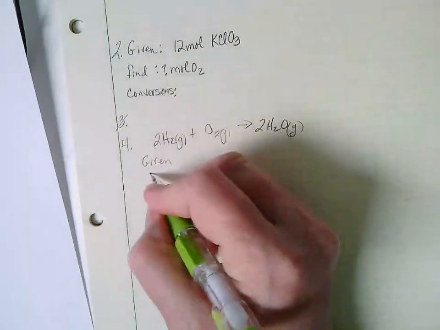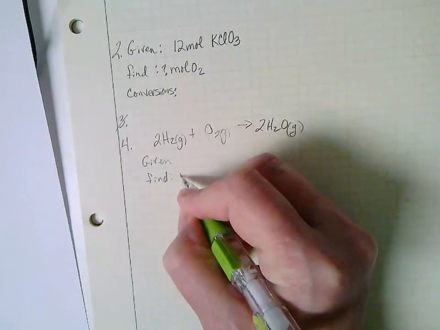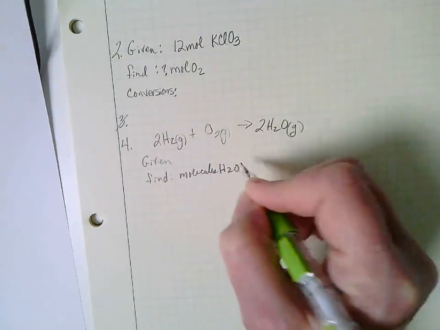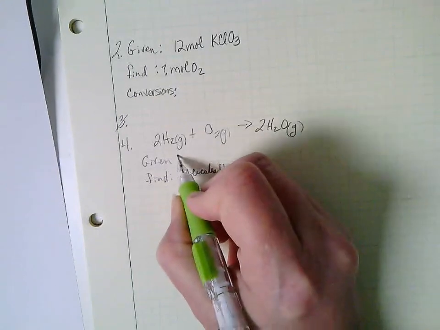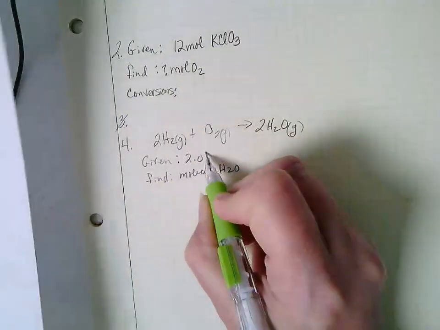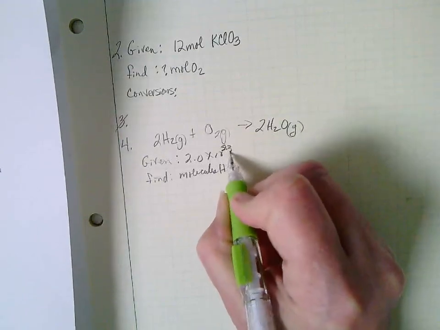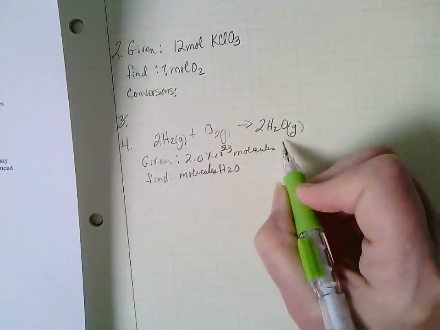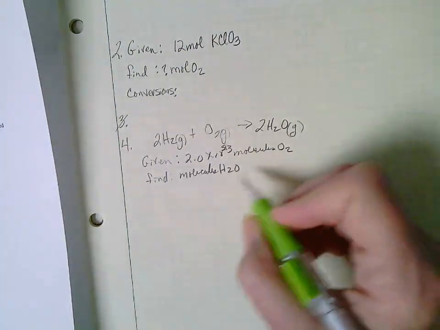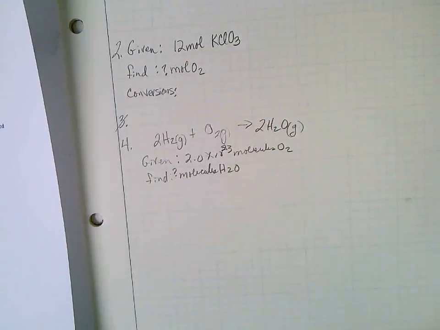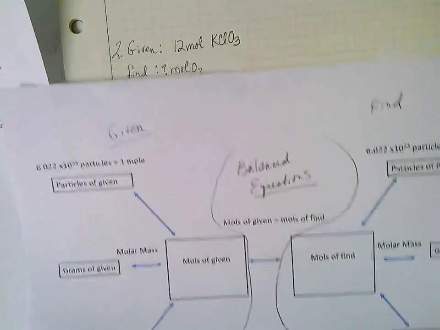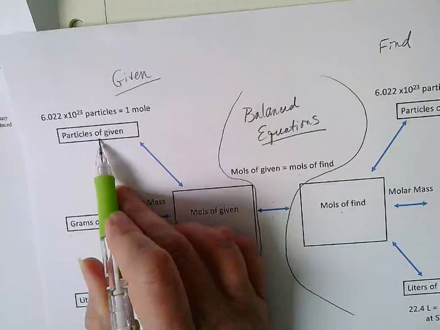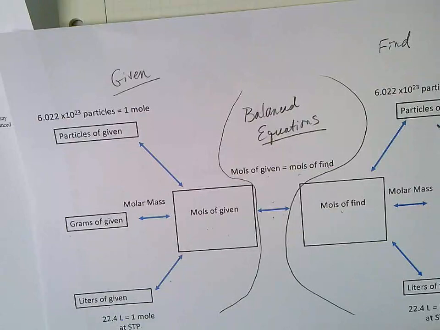So what I'm wanting to find would be molecules of water produced from, so I'm given 2.0 times 10 to the 23rd molecules of O2. And this is what I want to find. So let's see where we are on our chart. I'm given molecules of O2, and I want to get to molecules of water.